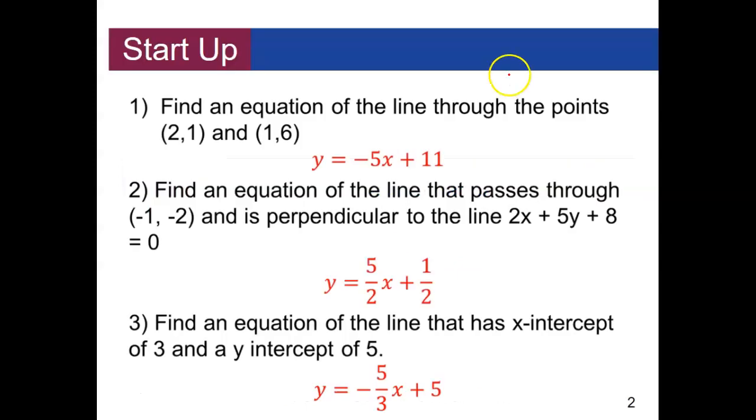Okay, the first thing I want to start with is just a startup from the problems from last class. So if you want to try these problems here and check your answers, you can do that.